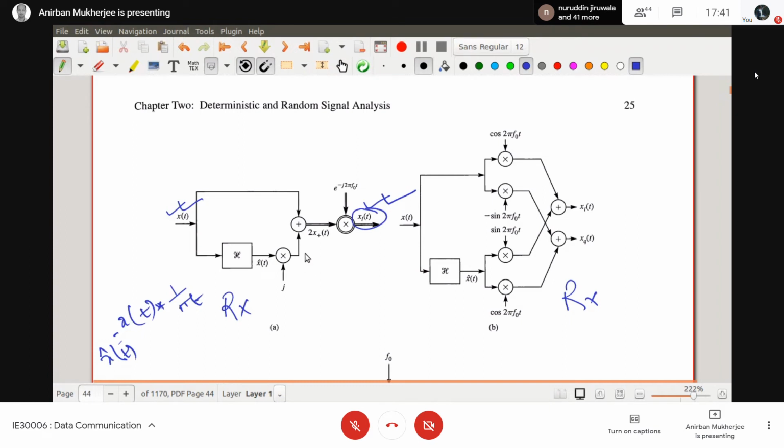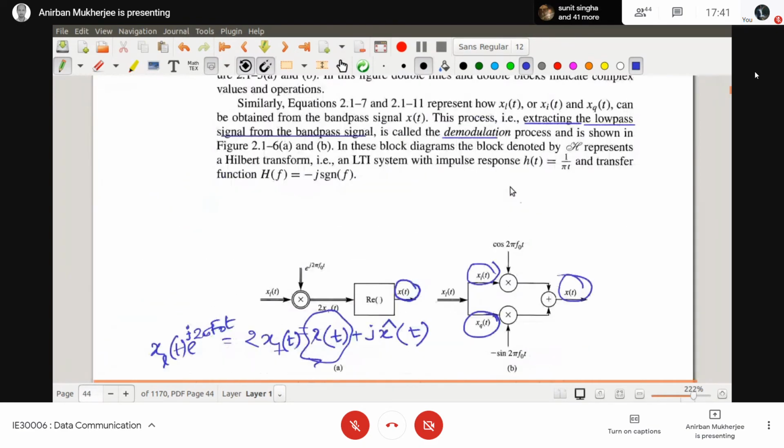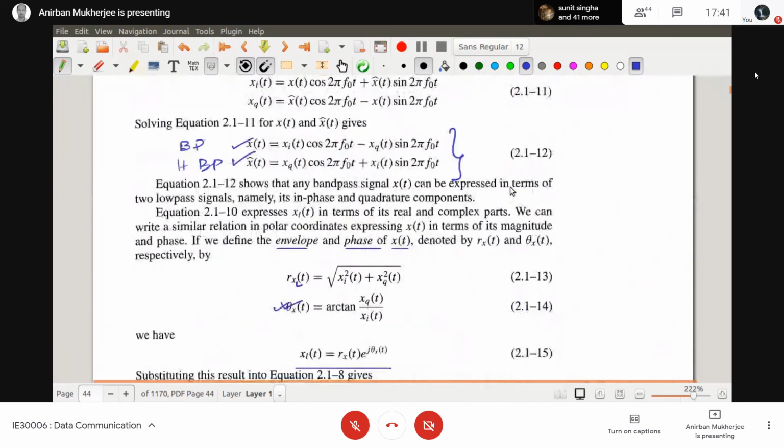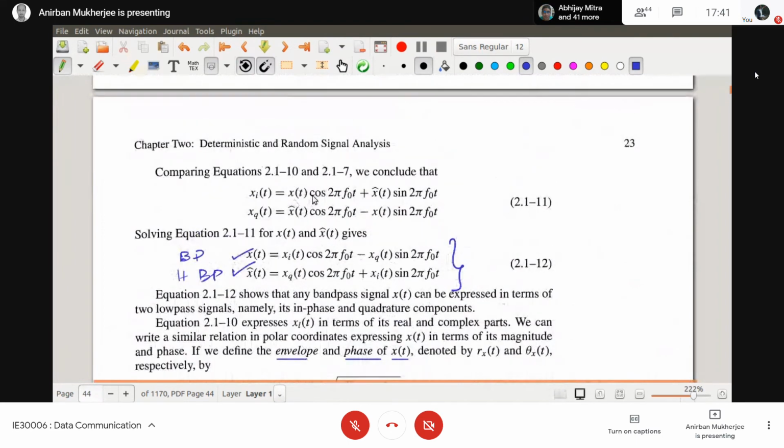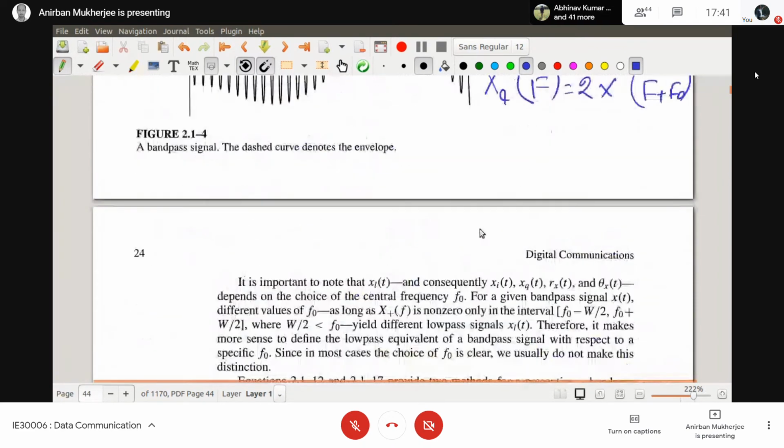And this is the complex kind of demodulation. If I take x(t) and x_hat(t), I am breaking it into the in-phase and quadrature components, here also. This is x(t) cos 2 pi f0 t and minus x_hat(t) sin 2 pi f0 t, if you remember this one. That means x(t) cos 2 pi f0 t and x_hat(t) sin 2 pi f0 t.